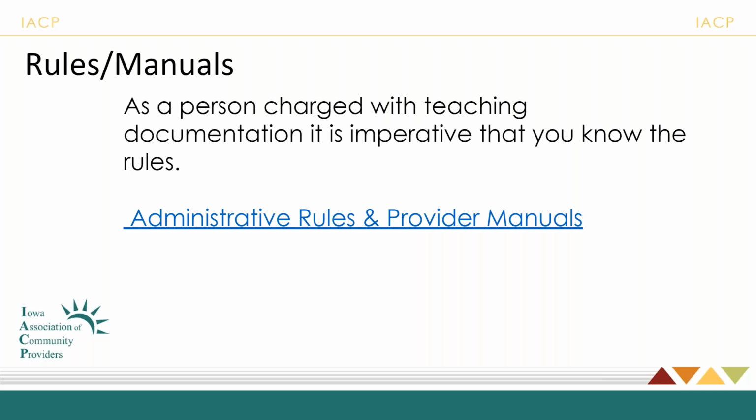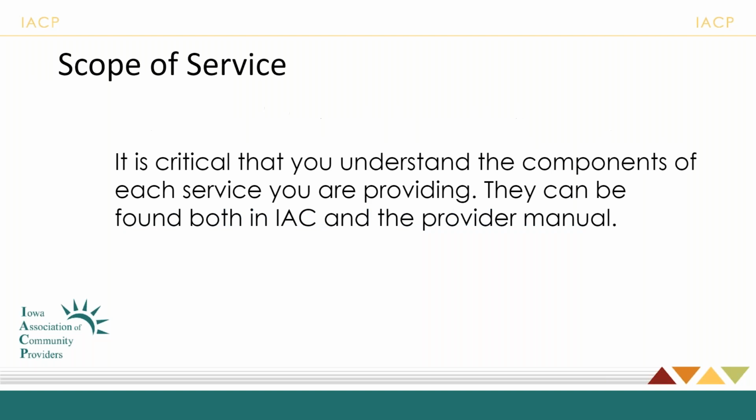The provider manuals interpret the Iowa Administrative Code, so you're going to have a broader description of what each one of those rules mean in the provider manual. So it's important that you are aware of what's in both of those documents. The scope of service, like I said, you'll find in Chapter 78, and it's really critical that you understand the components of each service you're providing so that you can give that to your staff.